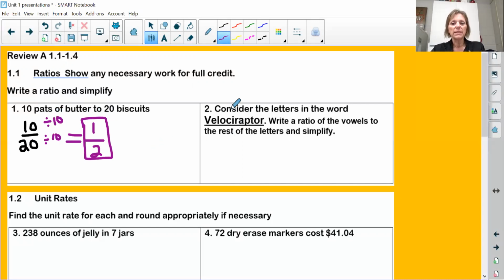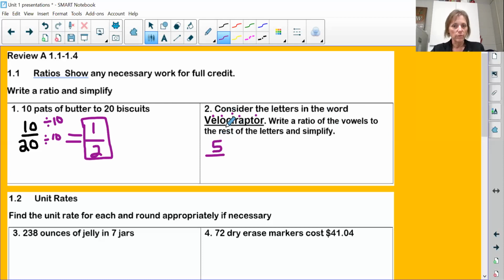Okay, so look at this. Consider the letters in the word velociraptor. Write a ratio of the vowels to the rest of the letters and simplify. The vowels are A, E, I, O, and U. So I see 1, 2, 3, 4, 5. I see 5 vowels, so I'll write that as my first fraction.